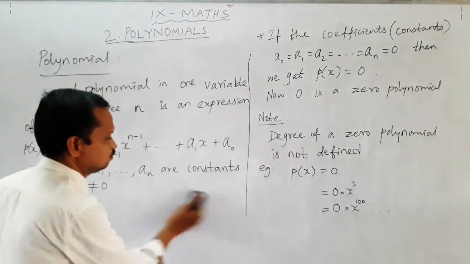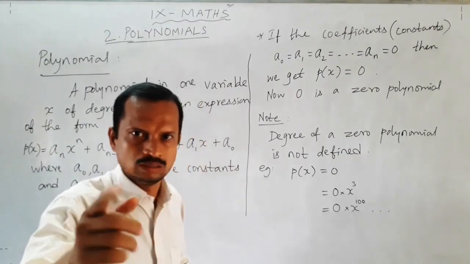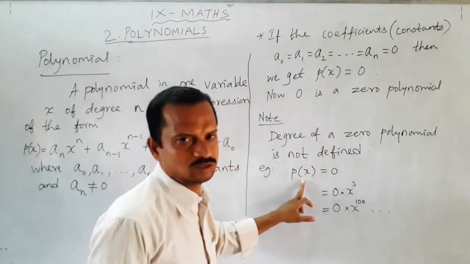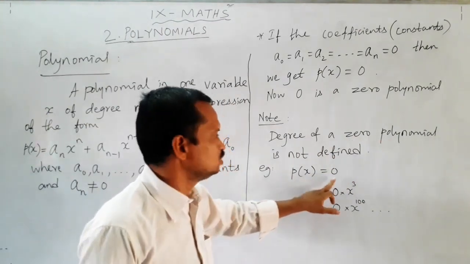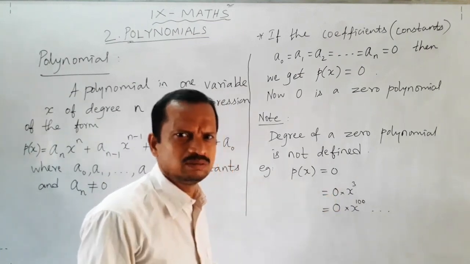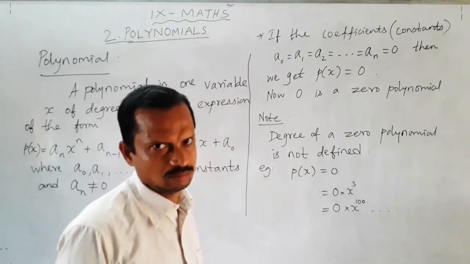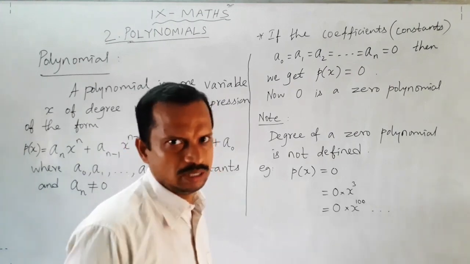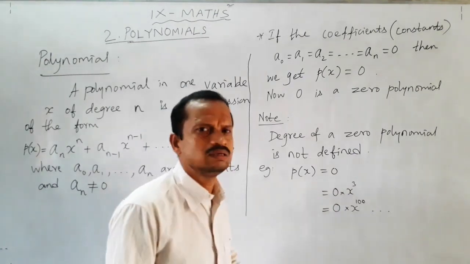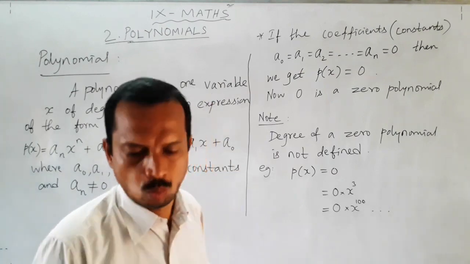Now coming to this 0 polynomial, what is the degree? The degree of the constant polynomial is 0. But the degree of a 0 polynomial is not defined, because p of x is a polynomial that is 0 polynomial. So 0 you can write as 0 into x cube, 0 into x power 100, 0 into x power 1000. Anyway you write, 0 only comes, since multiplying with 0 gives 0 only. So degree is not defined. We can say any degree, so it is not defined. Clear? So now we move to exercise 2.1.